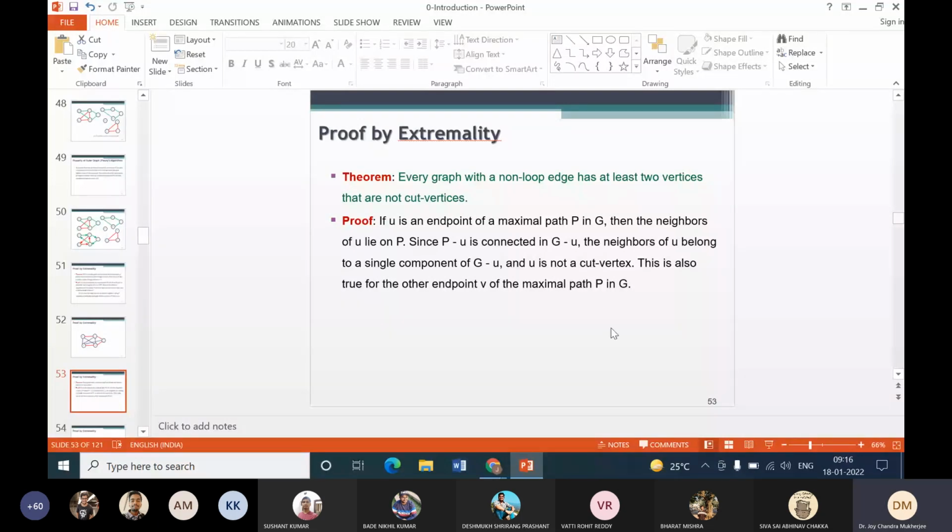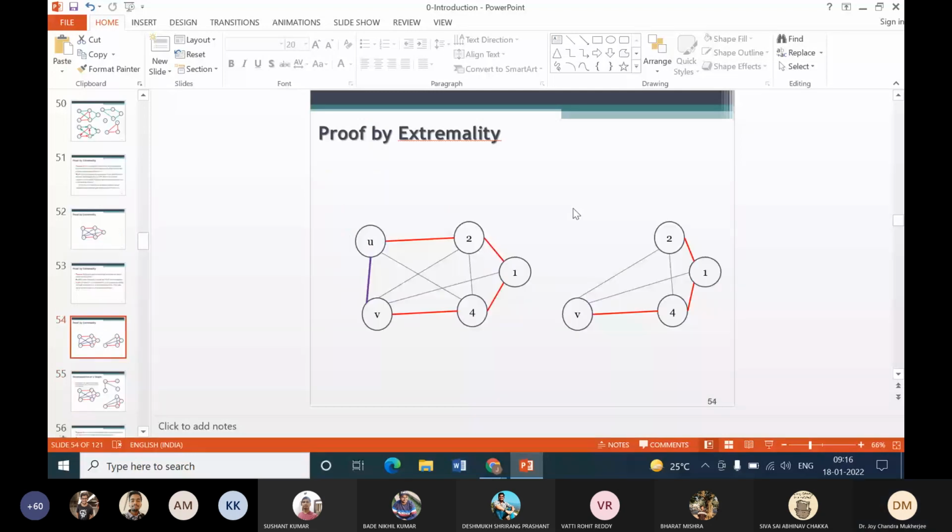So it's a very straightforward proof. If you follow the last, see this. Take this graph. This is the maximal path U 2 1 4 V. Now if I delete U, then in this G minus U, 2 1 4 V, everything is in the path itself. So everything is in the graph itself. They cannot be disconnected. Why?